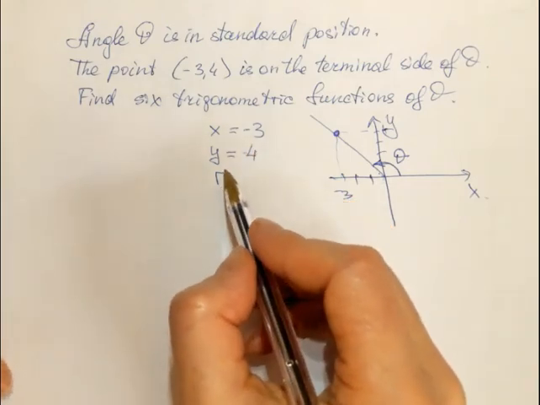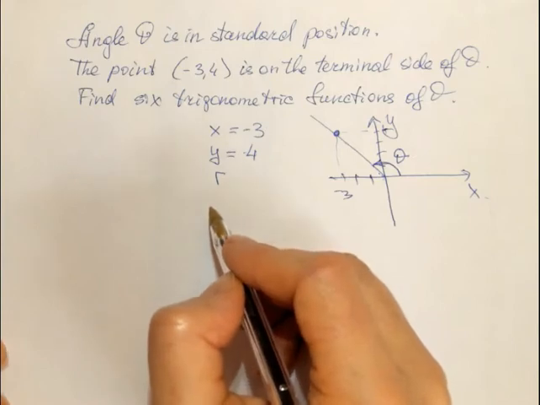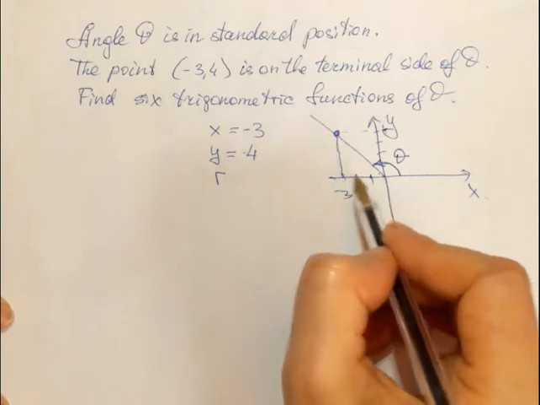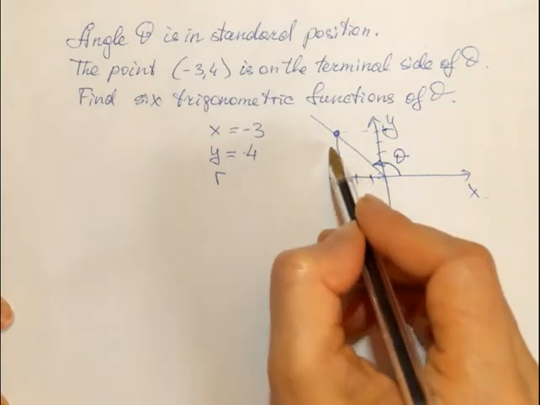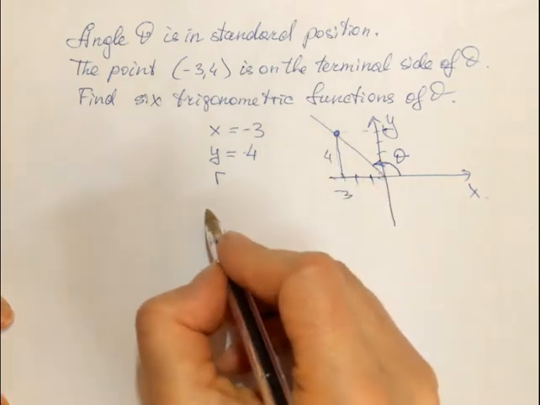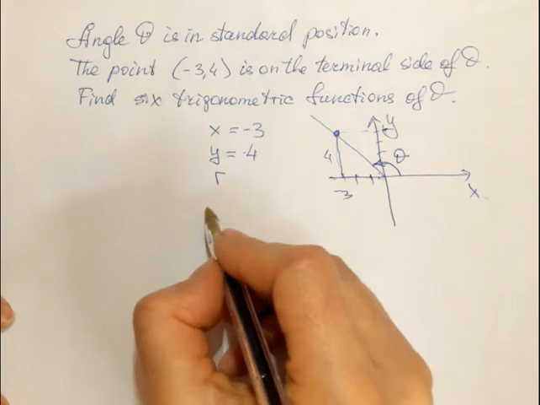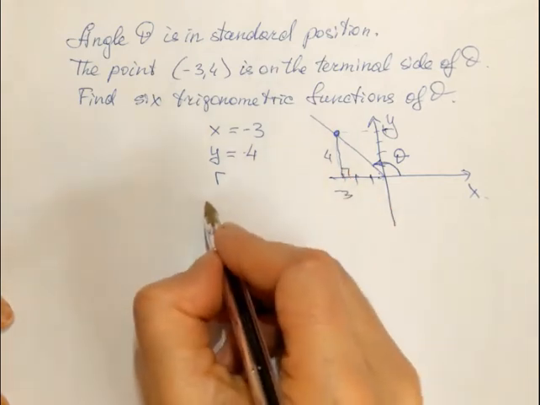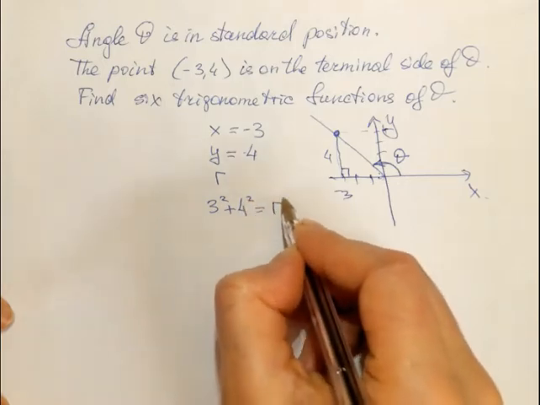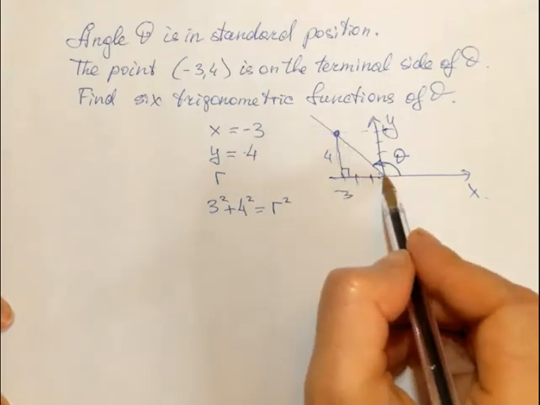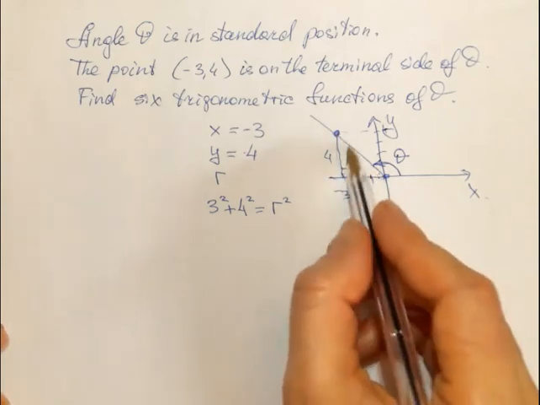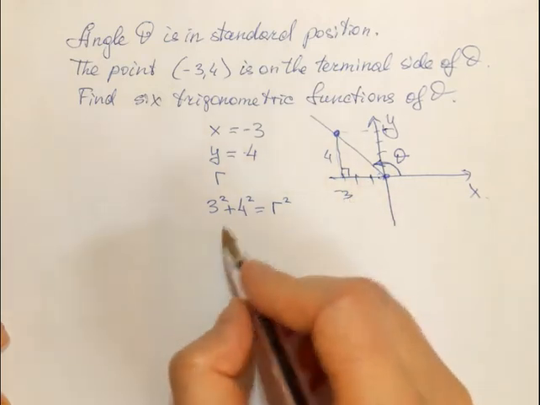We can find r using the Pythagorean theorem. So we have here a right triangle with one leg of length 3, the other leg of length 4, and we can write the Pythagorean theorem for this right triangle. 3 squared plus 4 squared equals r squared. R is the distance from the origin to the point, and it is the hypotenuse of our right triangle.